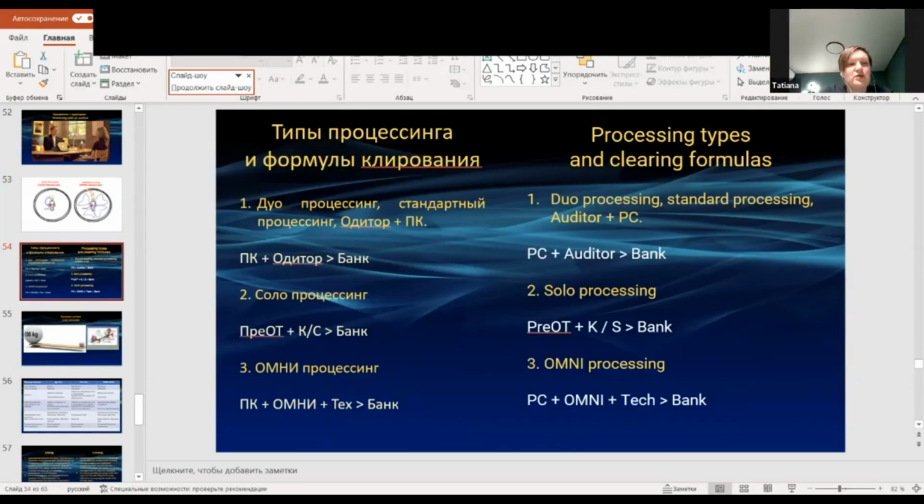There is dual processing, which is the standard processing. There's an auditor and the PC who look at the PC's bank. There is solo processing where the pre-OT and his or her CS are bigger than the bank. And there is ONMI processing where PC plus ONMI plus the tech of clearing are bigger than the bank.